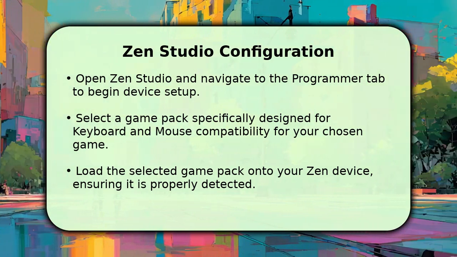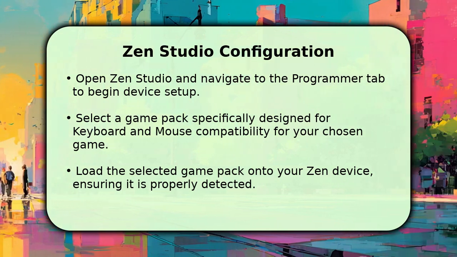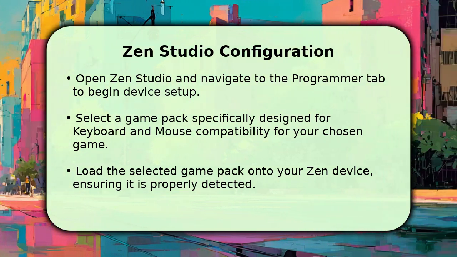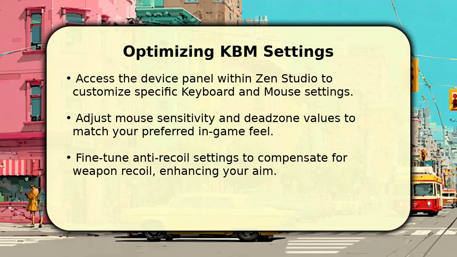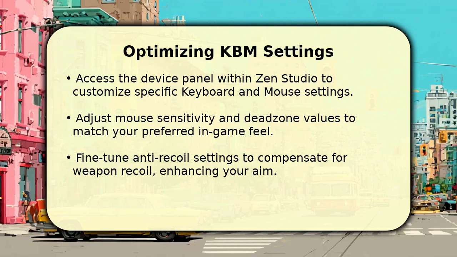Click and drag this game pack onto one of the 4 memory slots on your Zen device, then program it to load onto your Zen. With your game pack loaded, access the device panel within Zen Studio to fine-tune your keyboard and mouse experience.